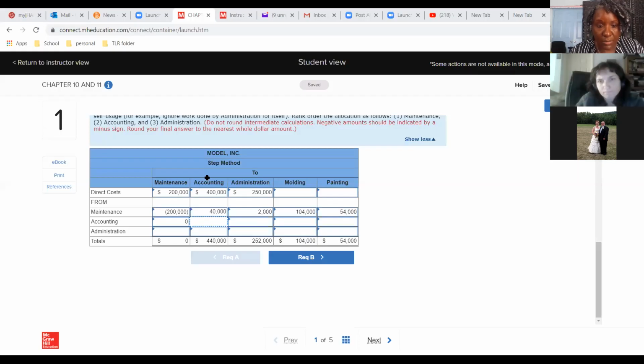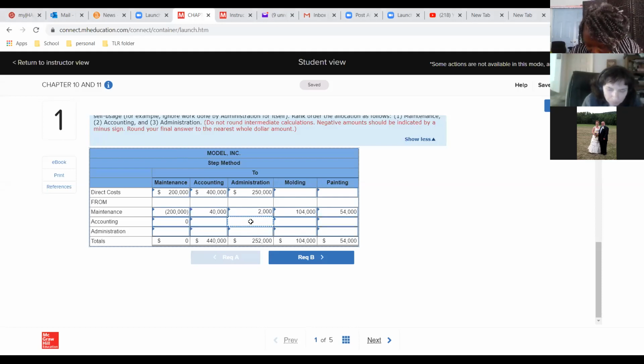Here we go. Now remember, when we went through maintenance, we took all of our cost of maintenance, we spread it all the way over. Now we got to take our accounting department, but we're not going to just allocate the 400,000, we're going to allocate the total. So now I'm going to take those costs and I'm going to allocate them, I believe, on this line. I think that's what it likes.